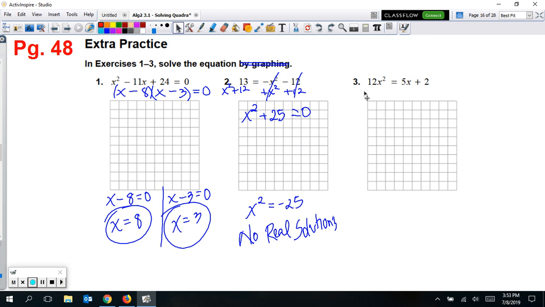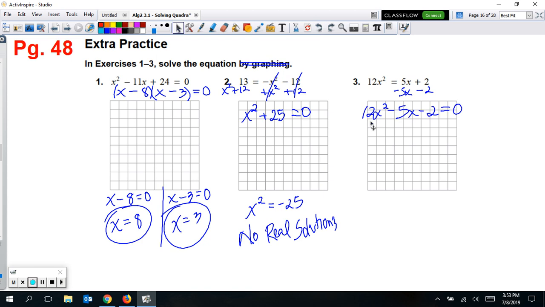Okay, for problem number 3, it does have a bx term on this one. We do want to set this equal to 0 first. And that's kind of what I was trying to show you here. It's best if you always have a starting point for these, which means set it equal to 0, and that way you can know what you have to do. So if we set this equal to 0, we're going to subtract the 5x and subtract 2 from both sides. So it's going to give us 12x squared minus 5x minus 2, and then these will cancel out here, leaving us with 0 on the right side.